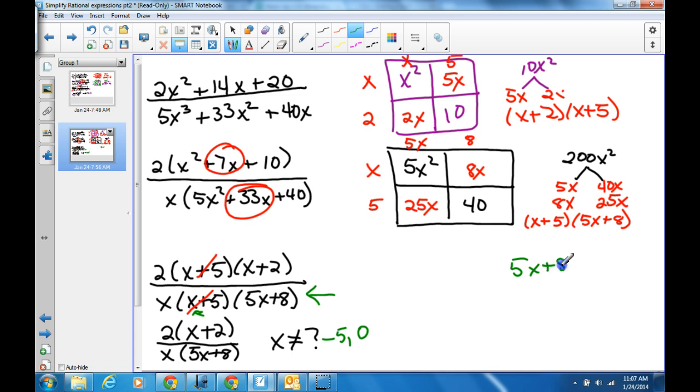Now, the last one, we need to set that equal to 0. 5x plus 8. When is that equal to 0? That's what we're trying to find out. So I'm going to subtract 8 from both sides. So I have 5x equals negative 8, divided by 5. So x equals negative 8 over 5, that is a value we can't have. So those are the three values: negative 5, 0, and negative 8 over 5 that we cannot have. Any questions on that?